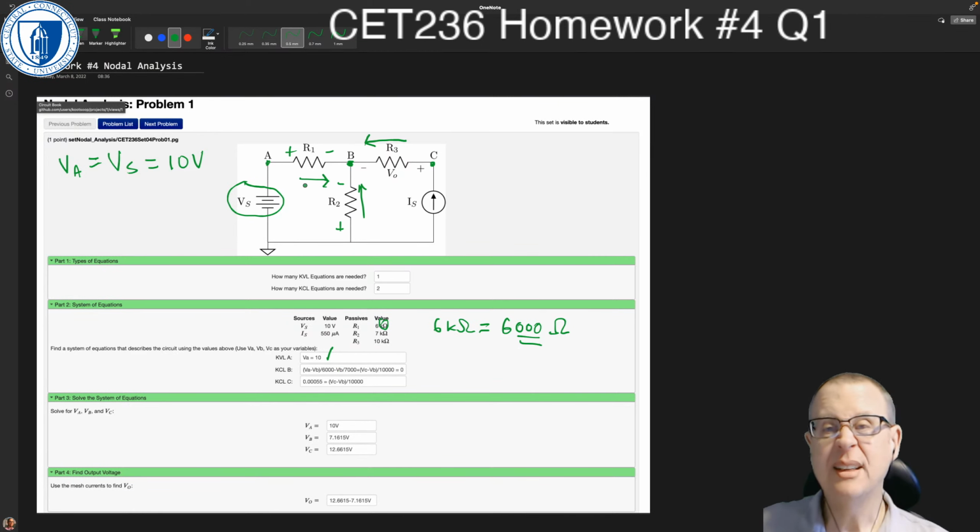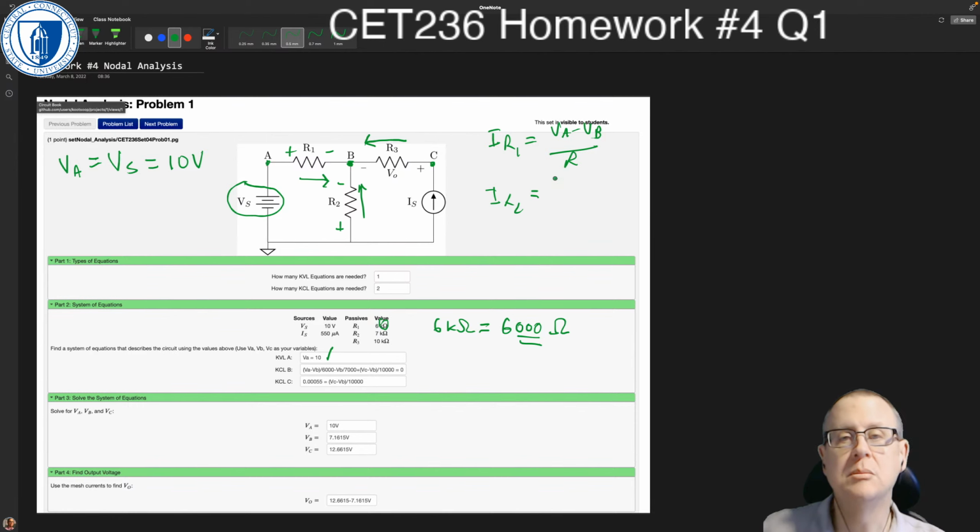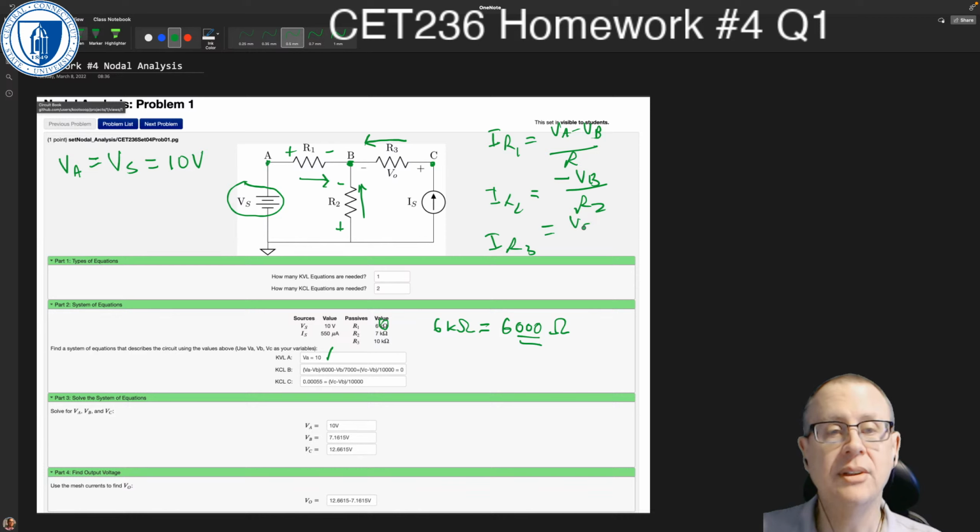And then our KCL, well, let's do the individual items. So IR1 is going to be VA minus VB on R1. IR2 is going to be 0 minus VB on R2, and IR3 is going to be VC minus VB on R3.